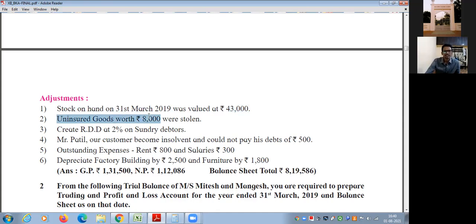The second adjustment: uninsured goods worth rupees 8,000 were stolen. Here, uninsured goods are the goods not covered under the insurance. So it is a total loss of the firm, the business partnership firm. It is a loss of the business, and again it is related to the goods. In the previous session, we have seen that on the credit side of the trading account, we record items related to goods or stock. So it is a goods loss. We have to record it on the credit side of the trading account as the first effect, and the second effect will be recorded on the profit and loss account as an 8,000 loss.